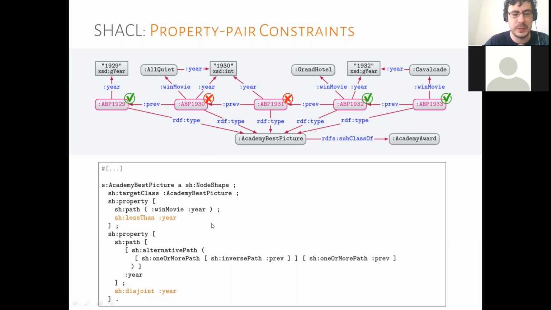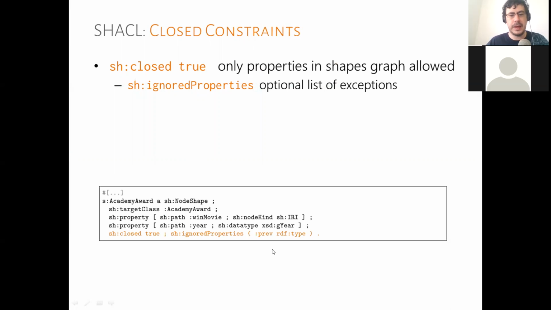Okay, maybe less than or equals would be a better example in practice. And also that the awards that come before or after a particular award, the years of those awards must be different from the current award year using disjoint with. So we have one other type of constraint, which allows us to basically say that only the properties defined in the shape should be defined on the nodes targeted by that shape, which means somehow that in this case, we have an Academy Award node shape.